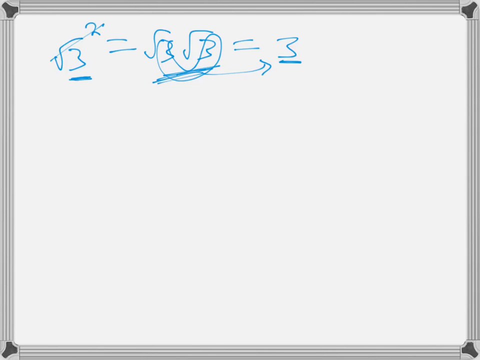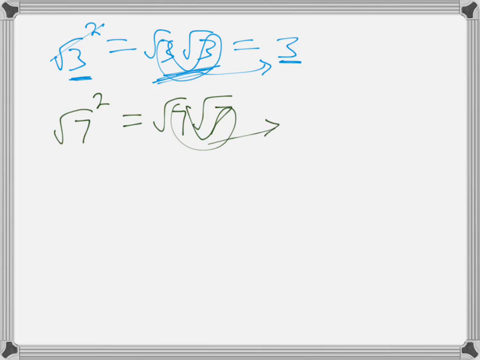So what about root 7 squared? Yeah, it's going to be 2 of them, 2 7's in, 1 7 out. Easy, easy.